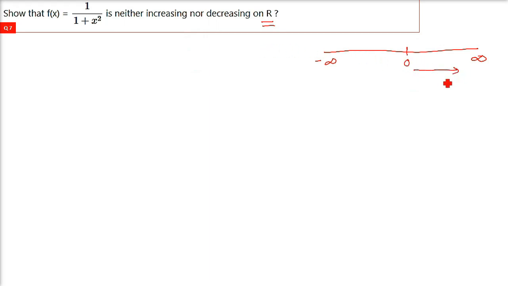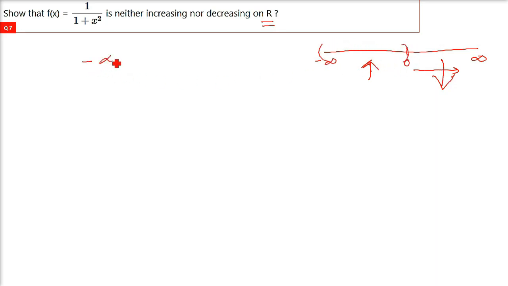So we are talking about real numbers. Real numbers are all from negative infinity to infinity. So you can divide these two. Negative infinity to 0, it was increasing. 0 to infinity, it was decreasing. If you remember, we have just done that question. So increasing, decreasing, but that means in whole R, don't worry about the middle one. You just talk about the whole range.